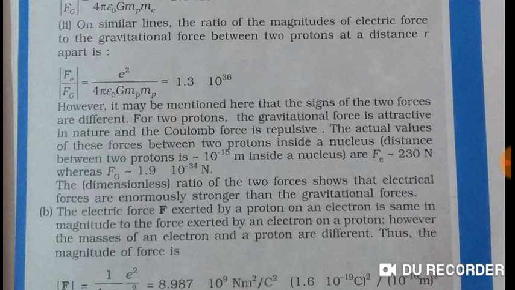The actual values of these forces between two protons inside the nucleus (the distance between two protons is approximately 10^-15 meter inside a nucleus) are Fe approximately 230 Newton, whereas Fg approximately 1.9 × 10^-34 Newton. The dimensionless ratio of the two forces shows that electrical forces are enormously stronger than the gravitational forces.